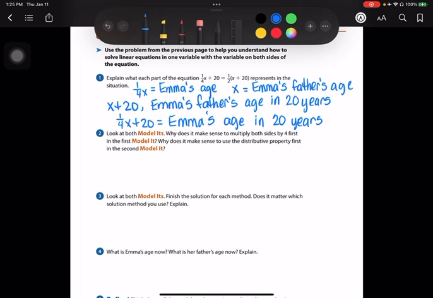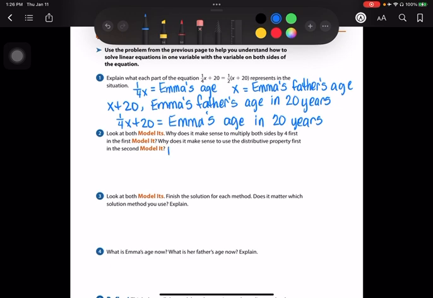All right, now that you're back and you've unpaused the video, let's go ahead and check your answers. Now, you don't have to have the exact answers, but you should have something very similar, okay? So for number 2, it says look at both models, and we want to make sense of the equation. Why do we multiply both sides by 4 first, okay? So you should have said something about eliminating or getting rid of the fractions, okay?